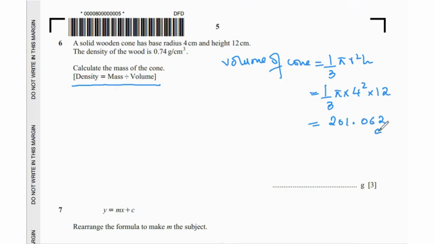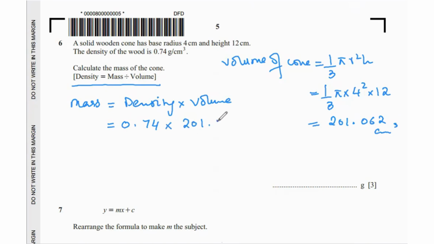201.062 centimeters cubed. We have to find the mass. So mass is going to be density multiplied by volume. So that's 0.74 grams per centimeter cubed times 201.062. That is going to give us 148.79 grams.